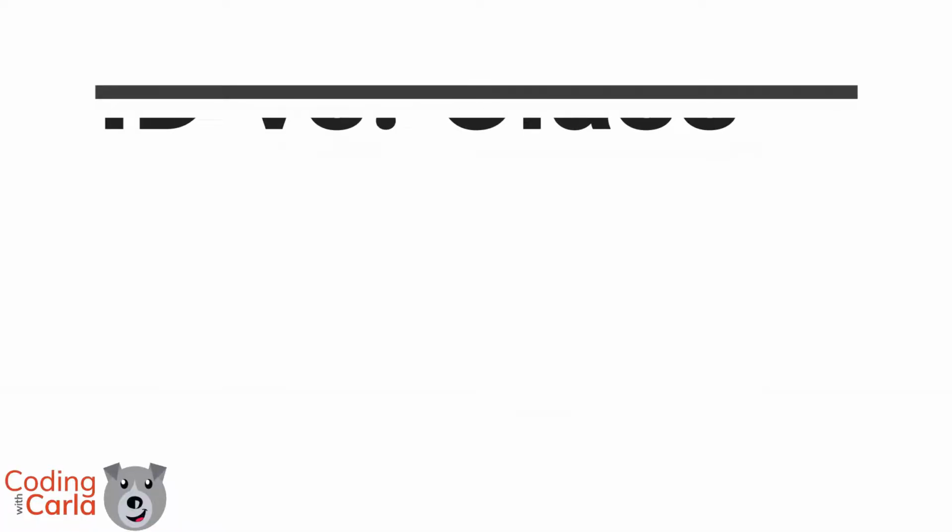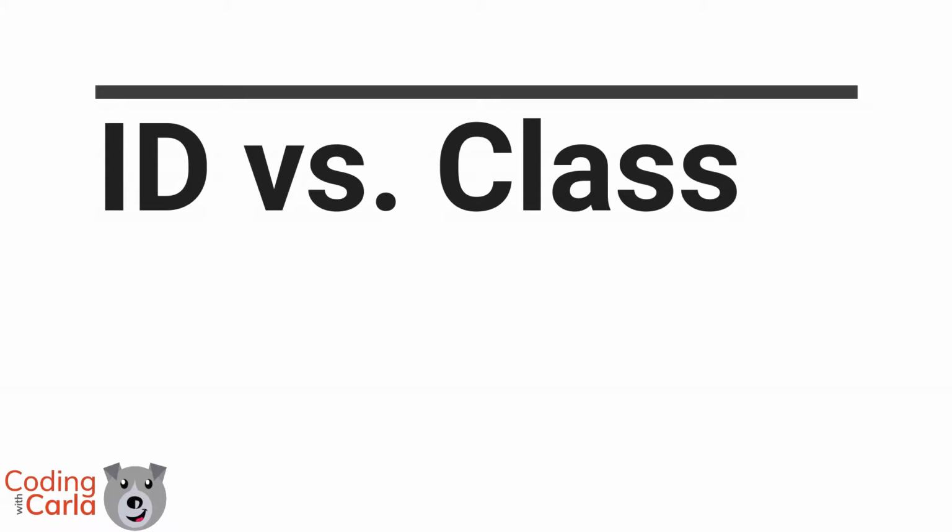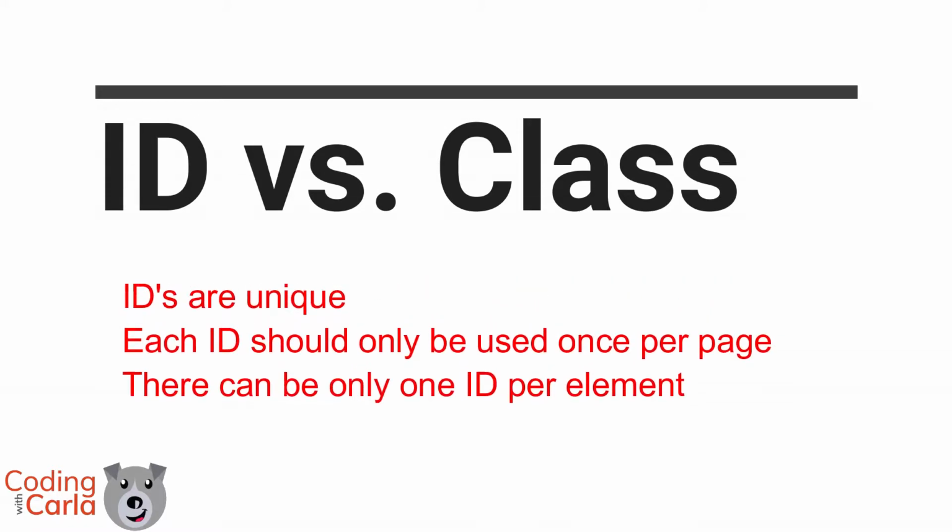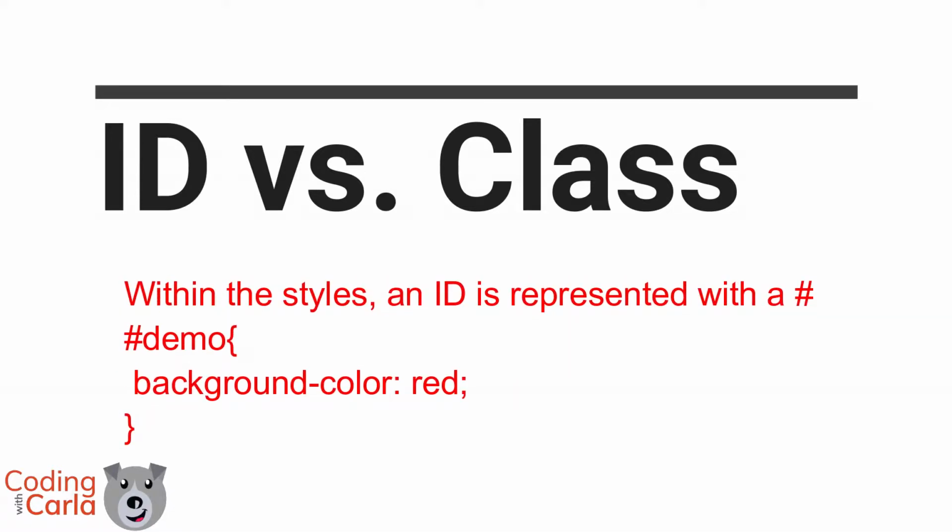Let's go over some CSS basics. We have IDs and classes. IDs are unique. Each ID should only be used once per page, and each ID should only be used one time per element. Within the styles, an ID is represented with a hashtag. In this example, we've got hashtag demo, which is going to set that element to the background color of red.